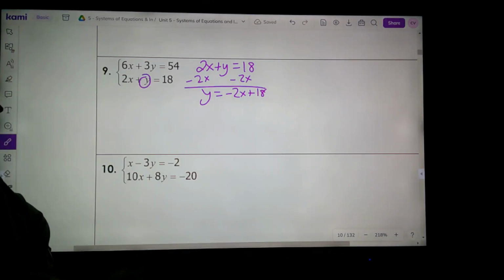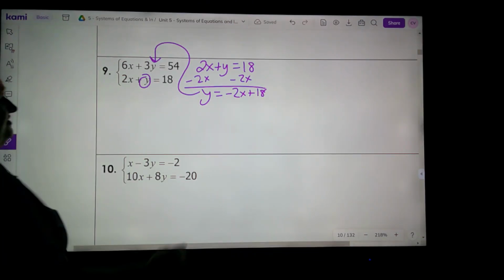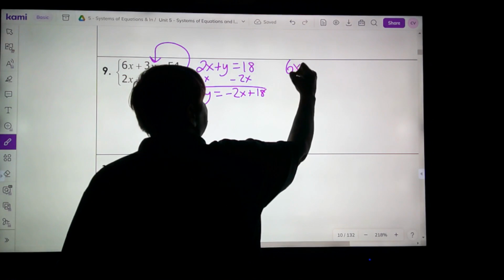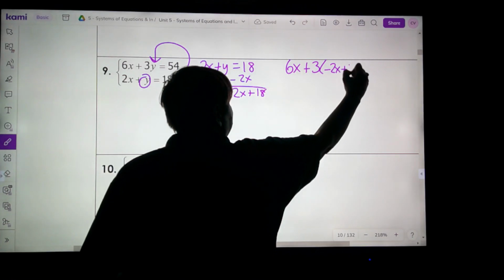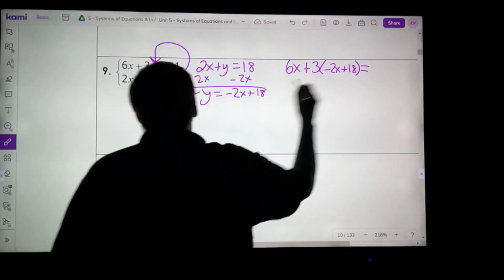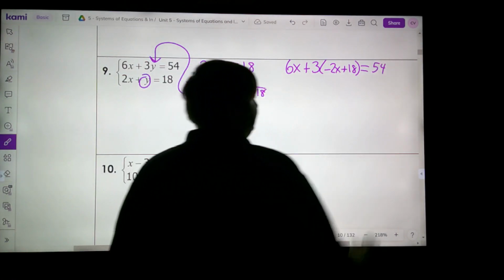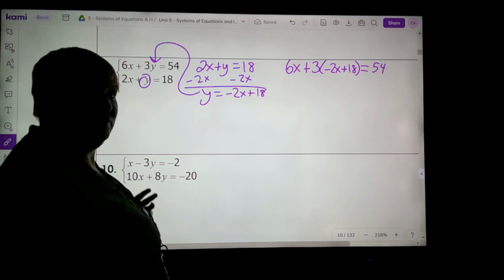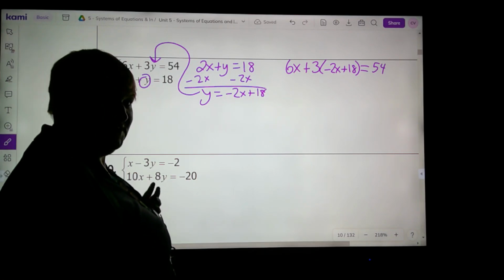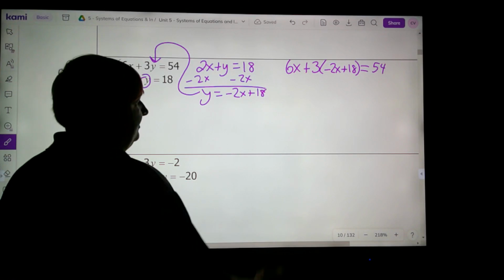Now that we know what y is, we can substitute it into the equation. 6x plus 3y, which is negative 2x plus 18, is equal to 54. Always double check your numbers. If you copy something wrong, you destroy the whole problem. Take your time. Make sure you're double checking and copying your numbers correctly.